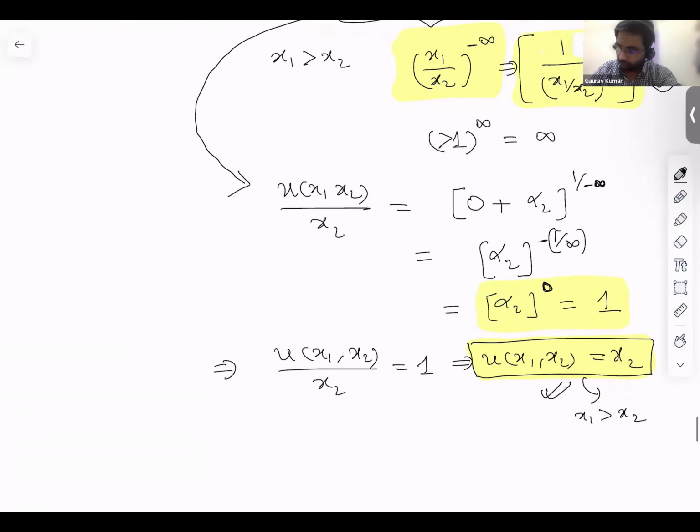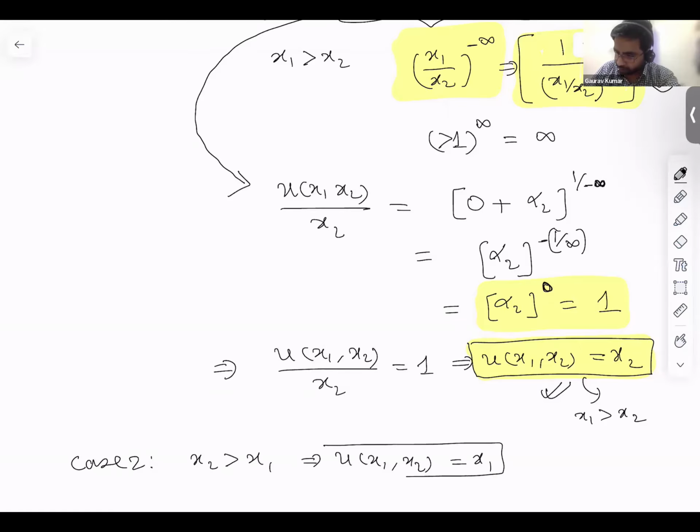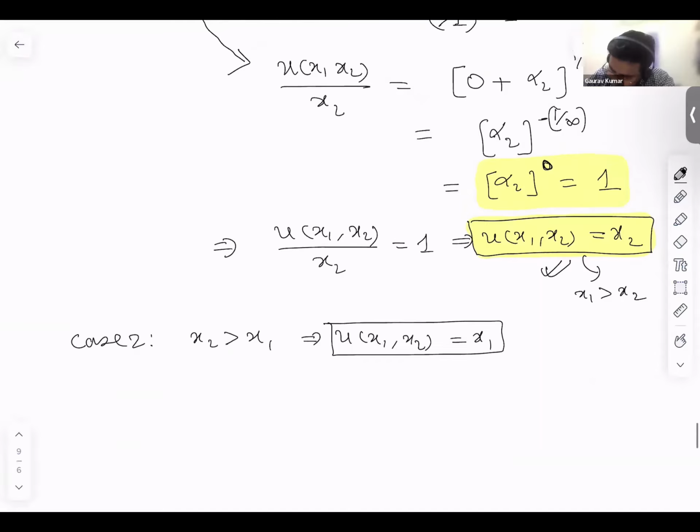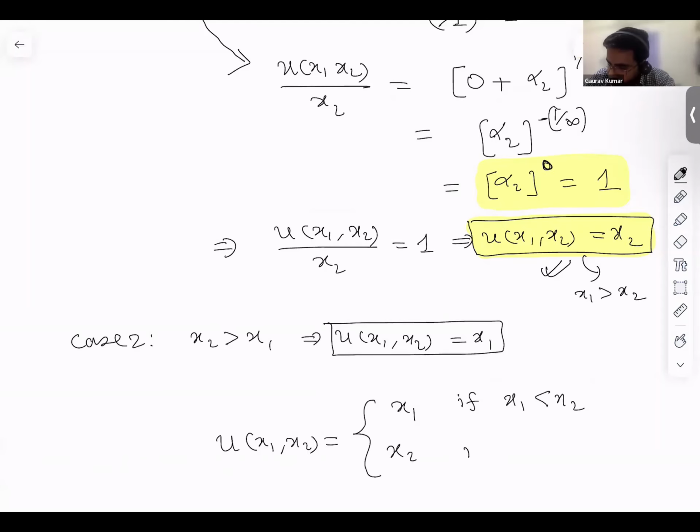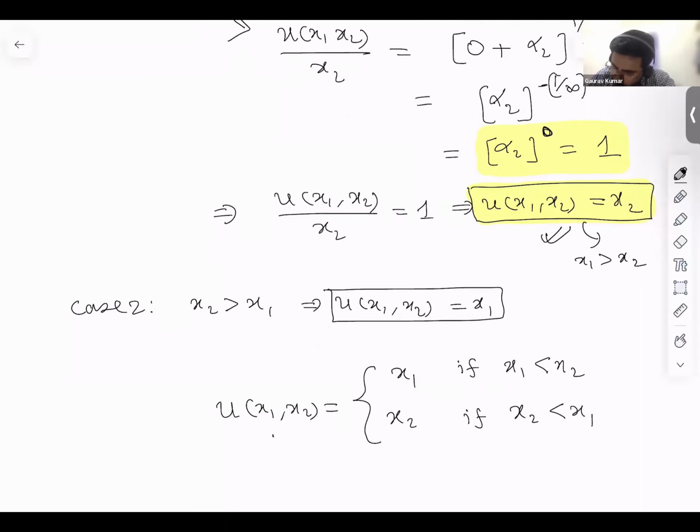Okay. Now, when you take case 2, where you have x2 greater than x1, you do the same process. What you will get is u of x1 comma x2 will be equal to x1. So what you can summarize is u of x1 comma x2 is equal to x1 if x1 is less than x2, and x2 if x2 is less than x1. Okay, so what you can write in compact form is u of x1 comma x2 is nothing but minimum of x1 comma x2.